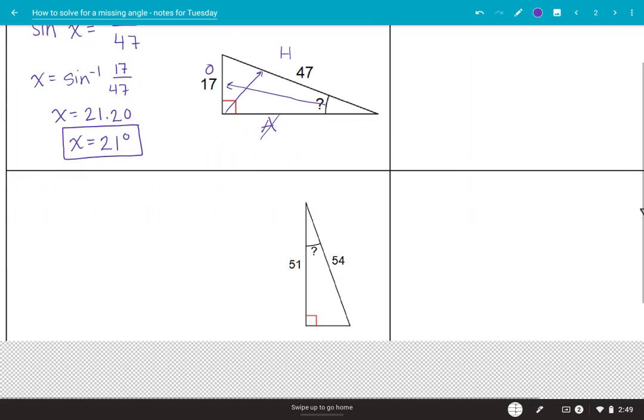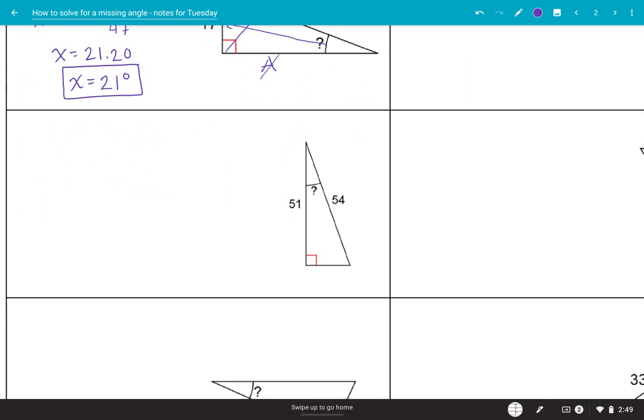All right, let's just go below. Keep going. So again, label and cross off the side that is missing its number. So we have A and H, so that it is cosine. We don't know the angle, cosine x is adjacent over hypotenuse. And we're going to try to get rid of the cosine. So we're going to go the cosine -1 on both sides. X equals cosine -1, 51 over 54.